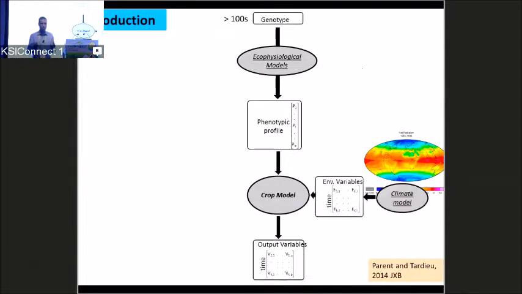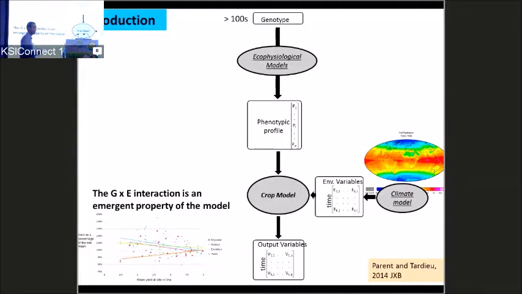And then if we have this crop model and the phenotypic profile, we can simulate in different climates, in different environments. The output, for example yield in different environments, is what we use to simulate the G by E interaction. And this G by E interaction is then an emergent property of the model and not something that we have measured. And of course, we can also use other field networks to validate the approach.